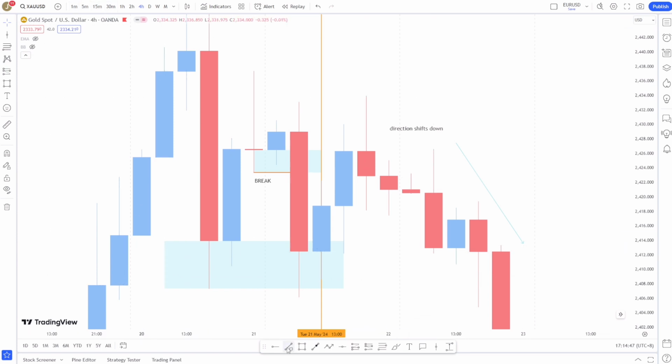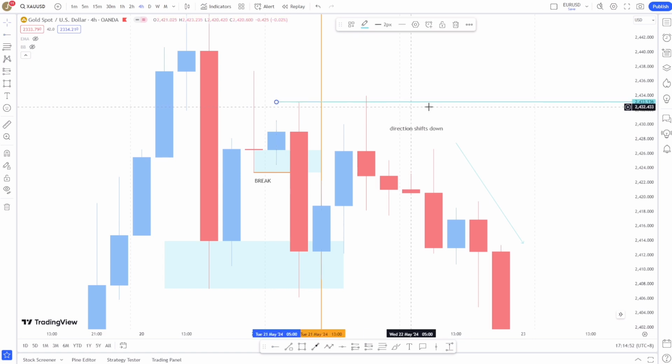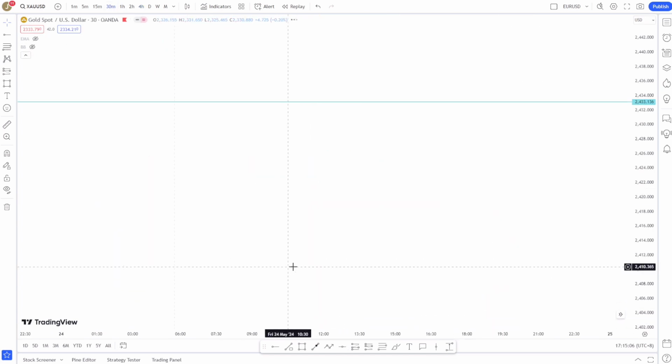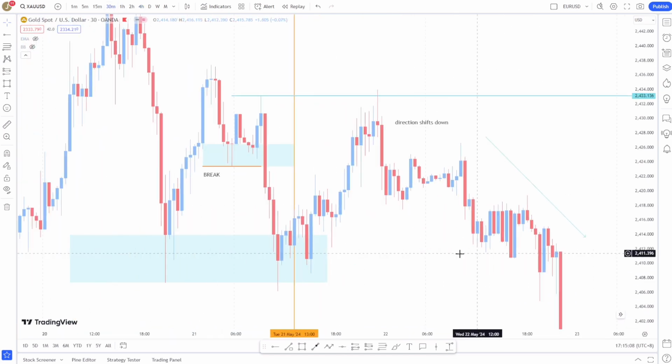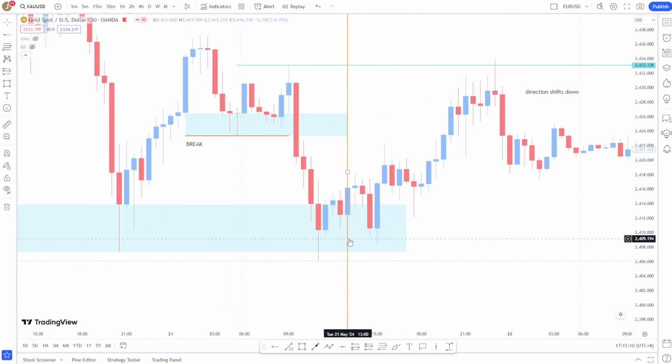One more thing to add is that any break above this line here would signify that our shorts are not valid anymore. A closure above here, above this resistance or supply, would mean that price would continue going up. So in this scenario, let's drop down to the 30-minute time frame. In the 30-minute time frame, see here, 1 o'clock, 21st May, candle open here.